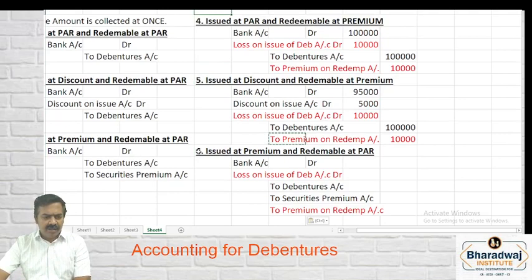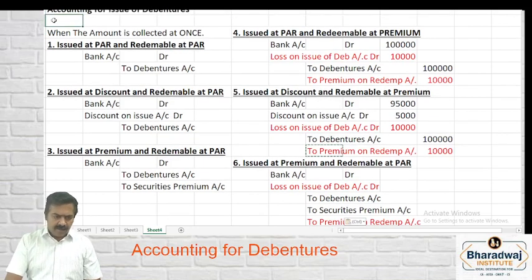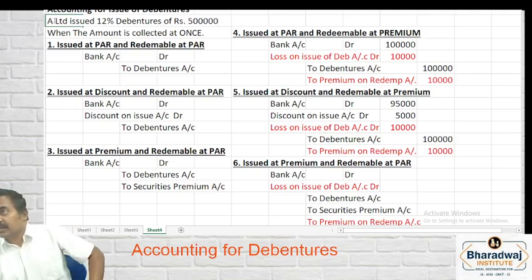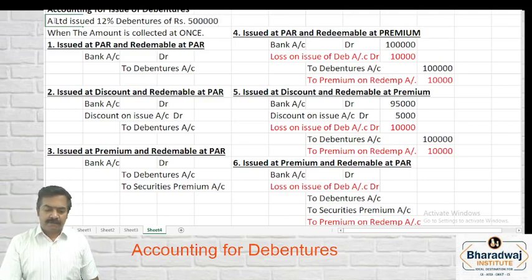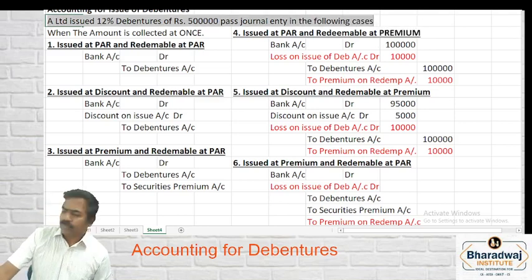Now, I do not want you to waste time copying the entry and solving a problem. I'll give a problem, like a concept question. Along with the solution, you can take it up. Take up the first line first. A Limited issued 12% debentures of rupees 5 lakhs. Pass journal entry in the following cases.